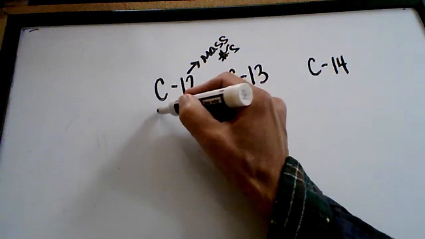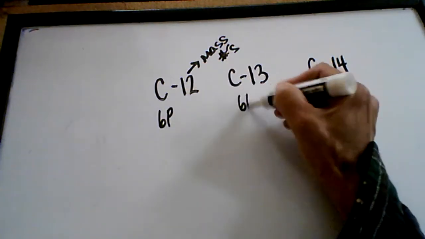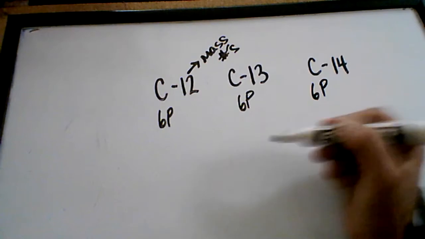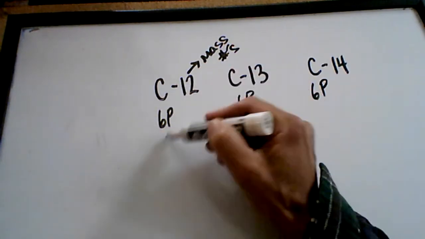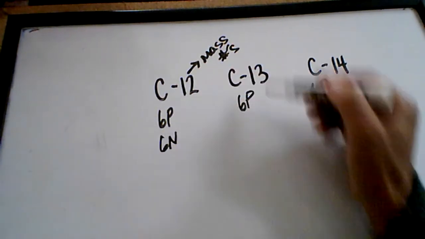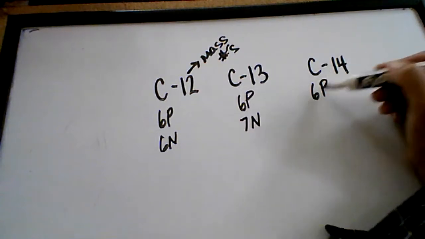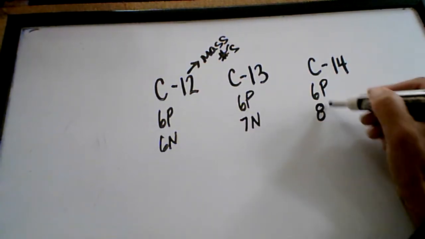These are all carbon, so they have 6 protons, because anything that's carbon has to have 6 protons, period. Mass minus protons: this one has 6 neutrons. This one has 7 neutrons. This one has 8 neutrons.